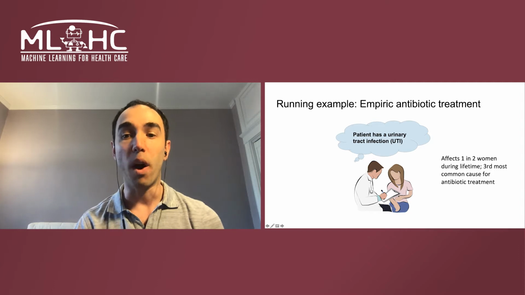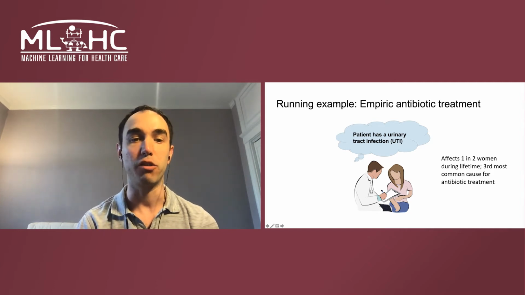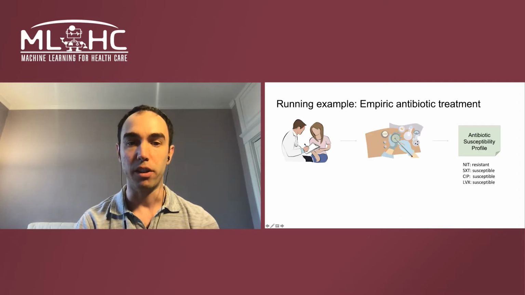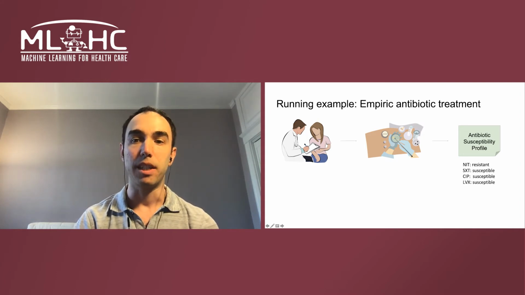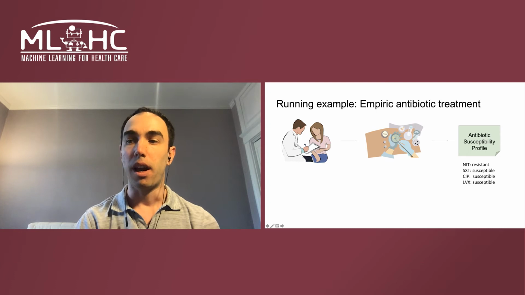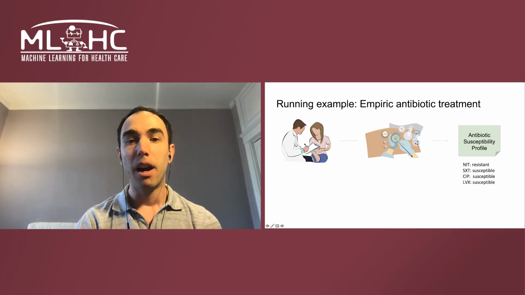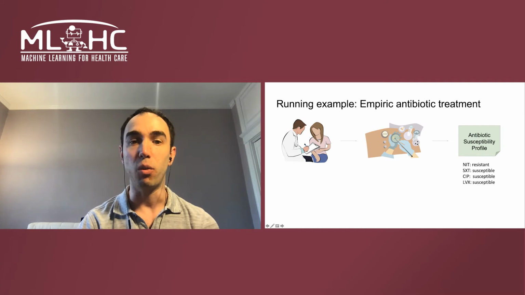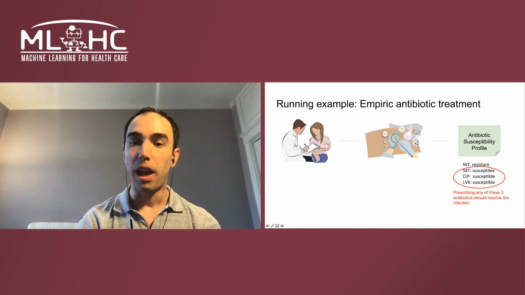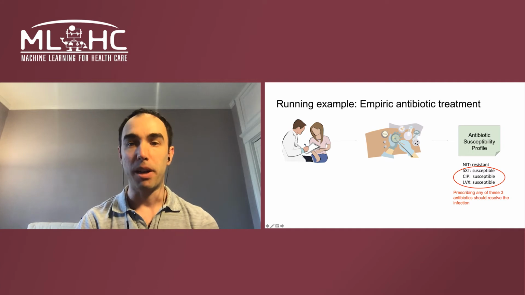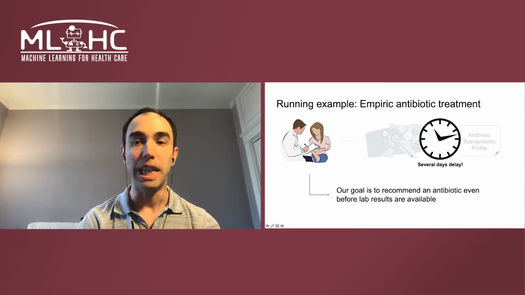Urinary tract infections affect 1 in 2 women in their lifetime, and it's the third most common cause for antibiotic treatments. Typically, when a woman has a urinary tract infection, a sample is provided. That sample then is sent to a laboratory where an antibiotic susceptibility profile is performed, which tests a number of different antibiotics to see whether each of those antibiotics results in resistance or susceptibility to the bacteria, which is in the sample. Unfortunately, however, these tests can take several days to a week to return. And so although having that information would be very useful for guiding which antibiotic to prescribe, in empiric antibiotic treatment, the decision has to be made at the point of care, even before that antibiotic susceptibility profile is returned.